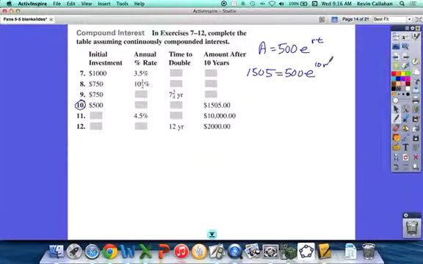And then again, that's an exponential model that you can solve for the R, the same way that we've solved already. Isolate, take the log of both sides. And then the time to double. Once you know what the interest rate is, then the time to double again, just substitute 1,000 for A, solve for the T.